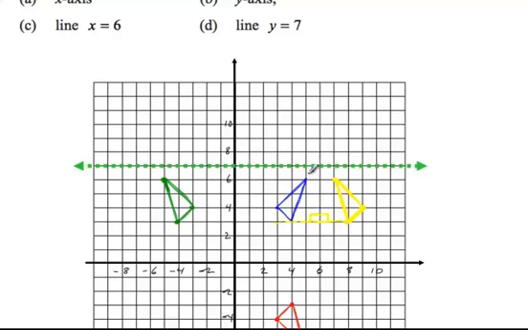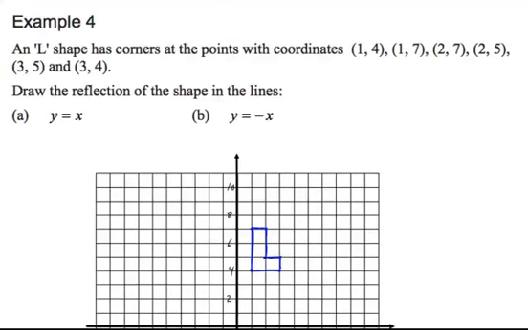Alright, so perpendicularly away it's 1, so we put 1 there. This one is 1, 2, 3 away, so we're going to go 1, 2, 3 over here on the opposite side. Over here it's 1, 2, 3, 4 away. So we're going to go 1, 2, 3, 4 away. And again, we join these points, and you get the reflected triangle.